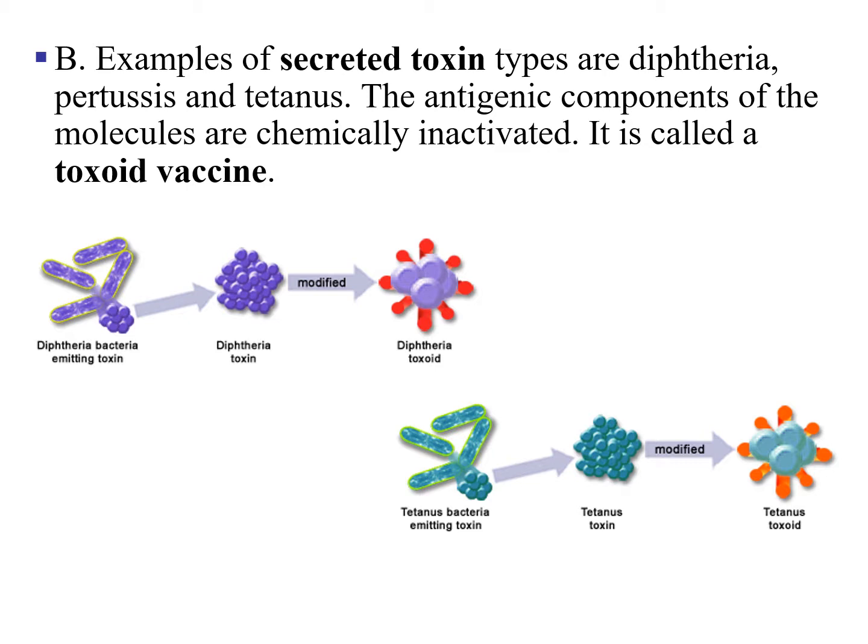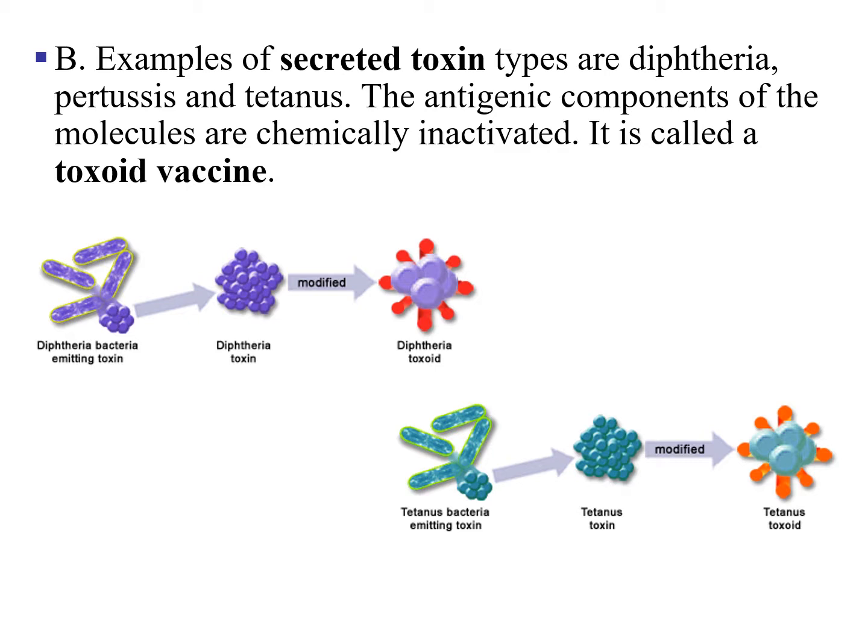The second type that we will discuss is secreted toxins. So secreted toxin types are for diphtheria, pertussis, and tetanus. The antigenic component of the molecule are chemically inactivated. It is called a toxoid vaccine.